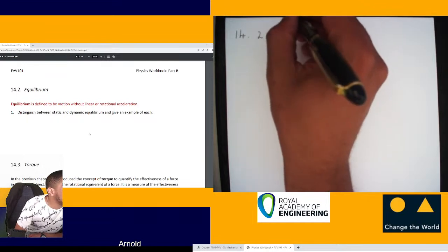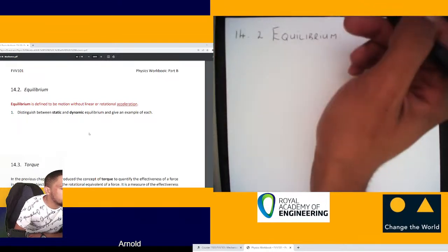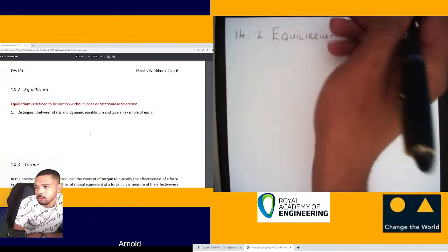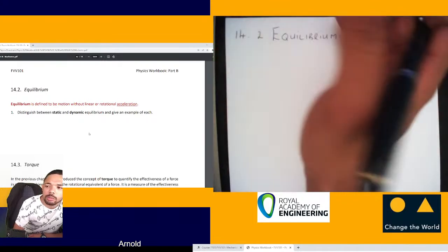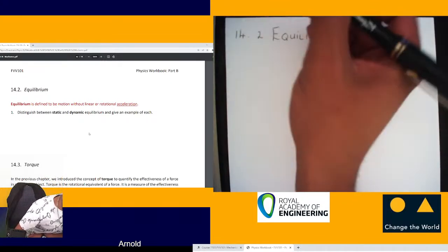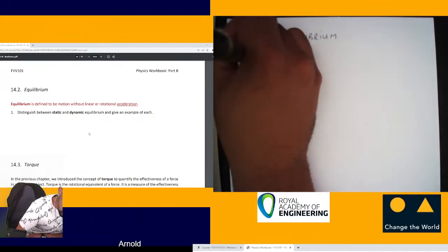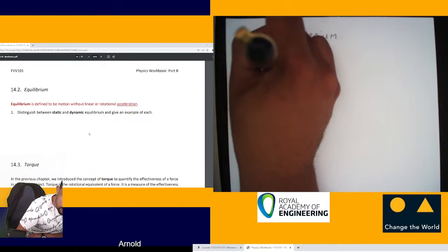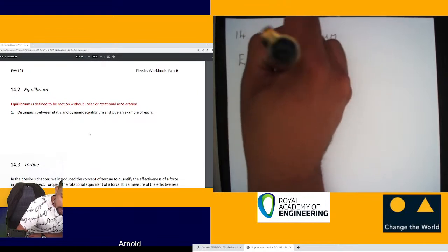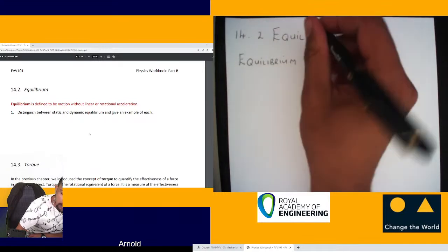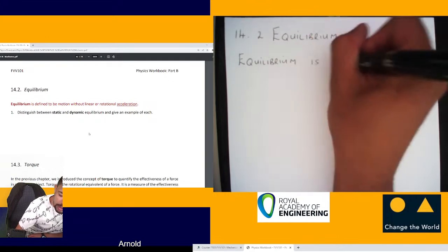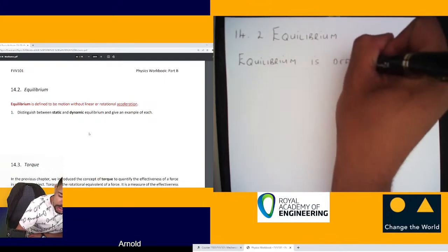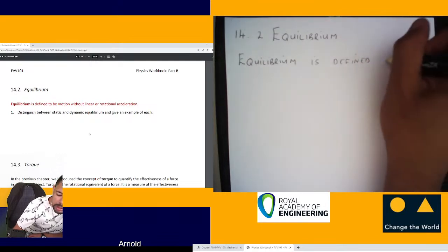Now equilibrium is defined to be motion without linear or rotational acceleration. So your intuition would have been right. It's something where there's no net force, and if there's a net force there must be an acceleration. So what is equilibrium? This is the actual definition of equilibrium.